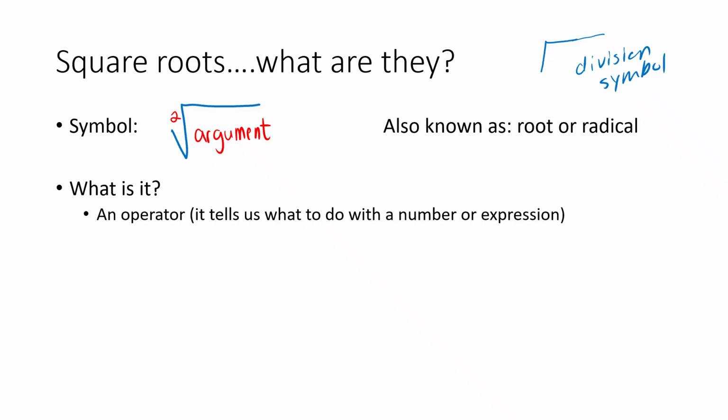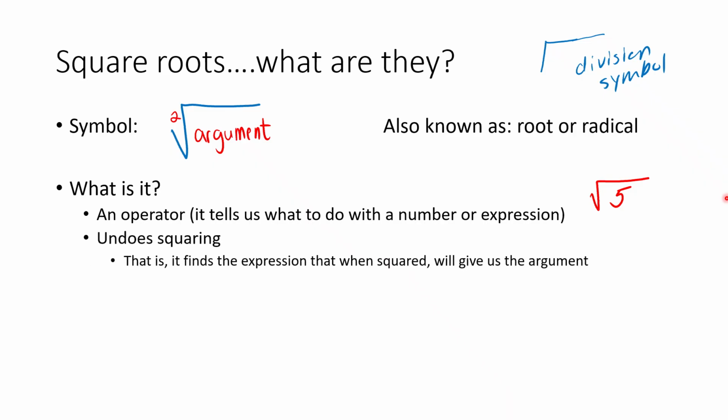First of all, it's an operator. It tells us what to do with a number or expression. So if you were to see the square root and then you see a 5 underneath it, the symbol tells you to do something to the 5. The way we would say that is you're going to take the square root of 5. That's how we would put it in words. So first off, it's an operator. It tells you to do something like a plus sign or a minus sign. It's asking you to take an action.